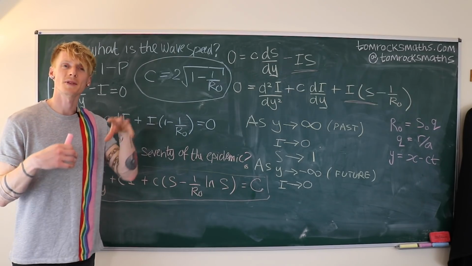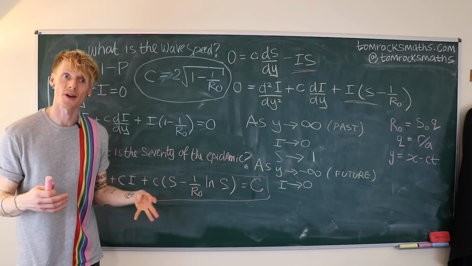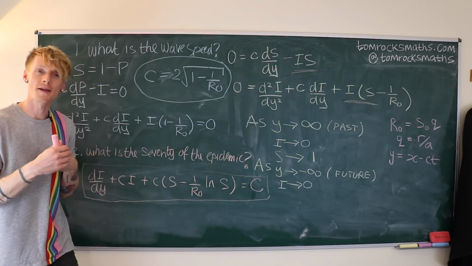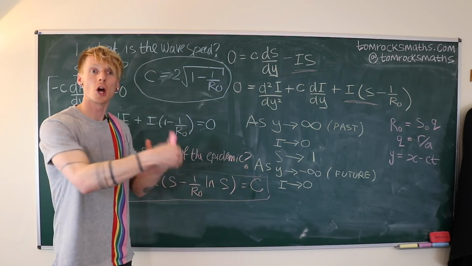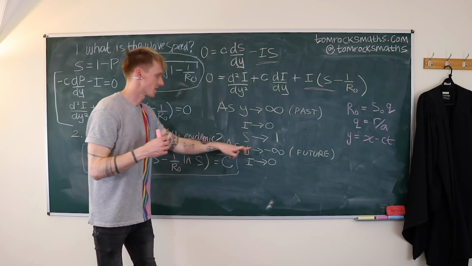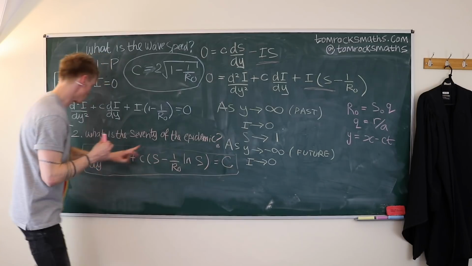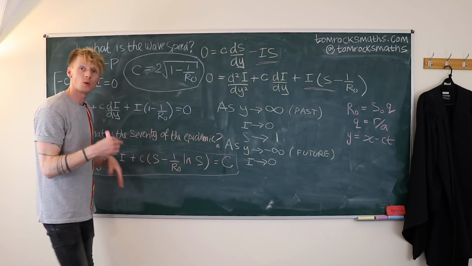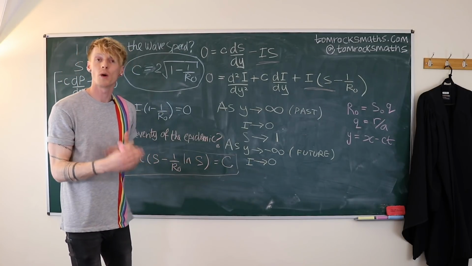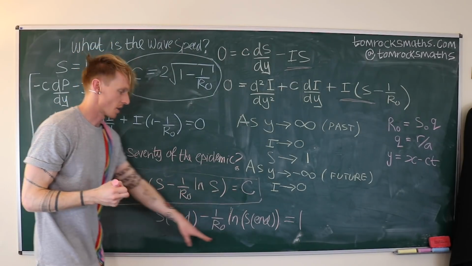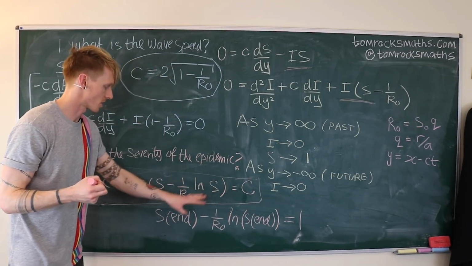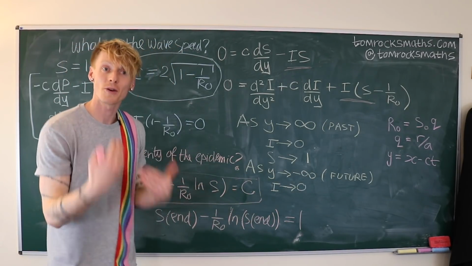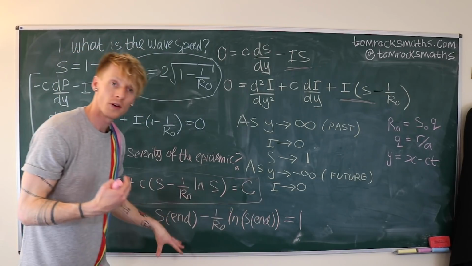To get the number of susceptibles left at the end of the outbreak, and therefore know the severity of the epidemic, we need to let time go to infinity. We need to go into the future. So this tells us that I goes to 0, so we're going to lose the di by dy term and the I term here, and then the S term will go to our value S end, which is what we want to know. So this equation at the bottom of the board, S end minus 1 over R0 log of S end equal to 1, gives us an implicit equation which we need to solve for S end.